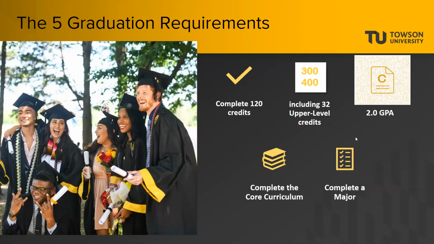They need 120 credits to graduate. This includes 32 upper level units, which for the most part just happens naturally as students are going through their major. They will need to complete a 2.0 GPA. Now this of course can be different depending on the major, but generally speaking, 2.0 GPA is the requirement. They obviously need to complete the entirety of the core curriculum as well as all the requirements for their major. So, pretty simple stuff. As the process moves on, your student will be working with an advisor to make sure that they are getting all of these check boxes off.